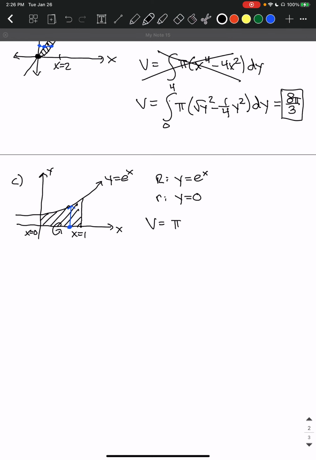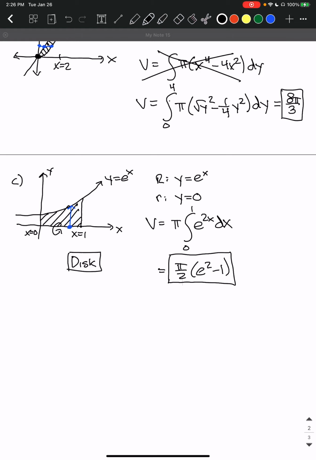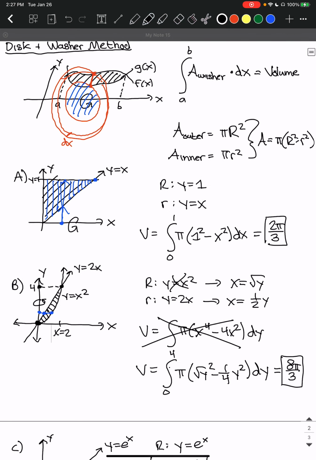Then if you want to find the total volume, you integrate from x is equal to 0 to x is equal to 1 simply e to the 2x dx. If you integrate that, you get pi halves times e squared minus 1. Remember that e to the 0 is not 0, it's actually 1. And this is what you end up with. So this right here is the disk method. The special case I referred to earlier is simply when your radius is 0, right when your region is flush against your axis of revolution. The rest are washer methods.